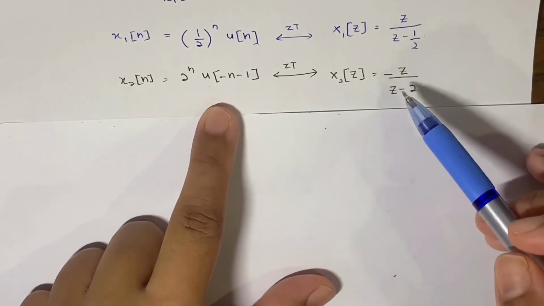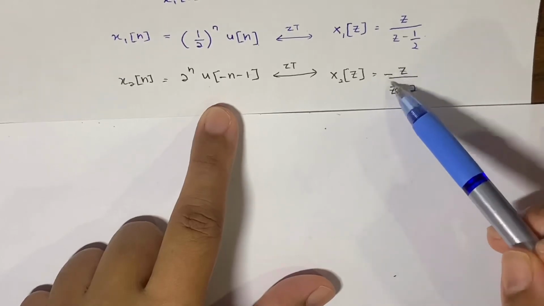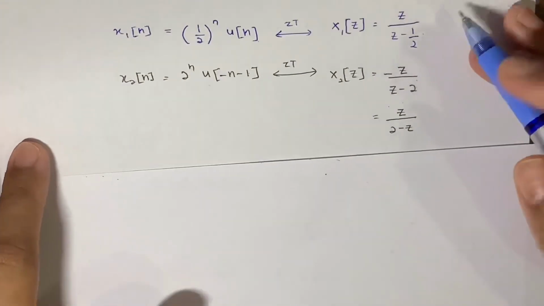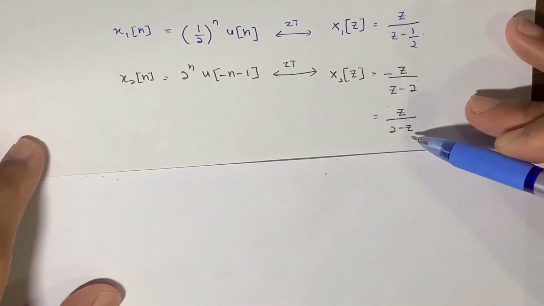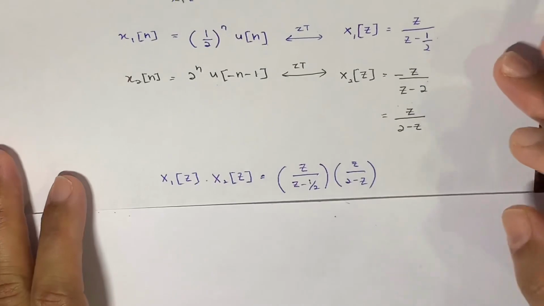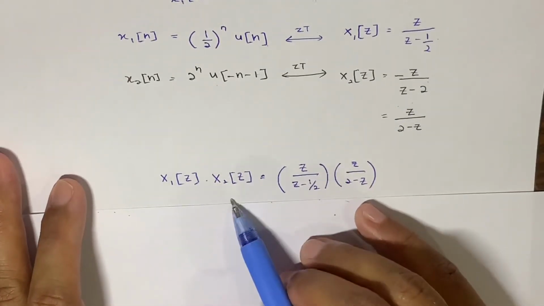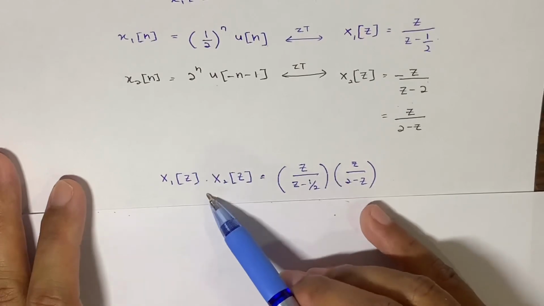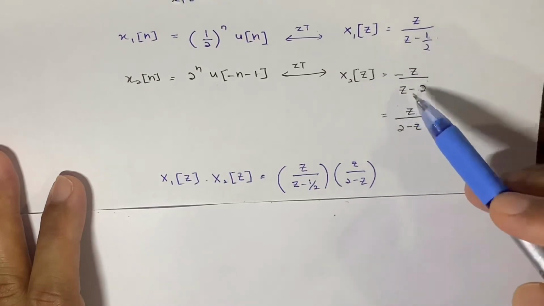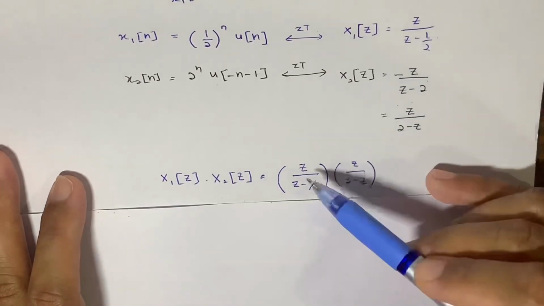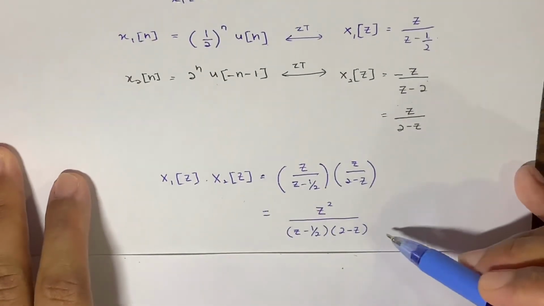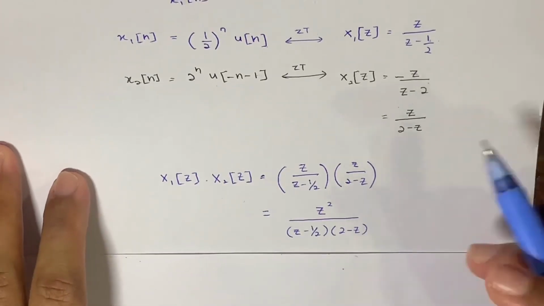From the z transform pairs table, you will get negative z over z minus 2. And then rearrange the equation, you will get z over 2 minus z. And then from the convolution property, you need to multiply both of the z transforms, X1(z) multiplied by X2(z). So X1(z) is here and X2(z) is this one. Multiply both of these equations, you will get this new equation.